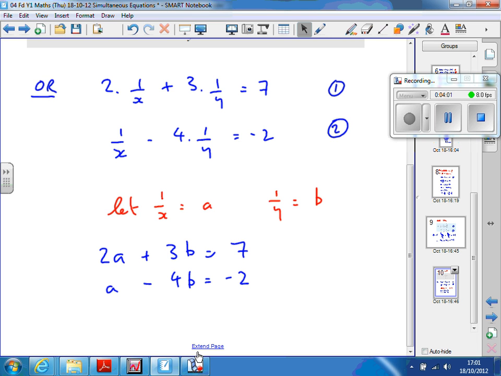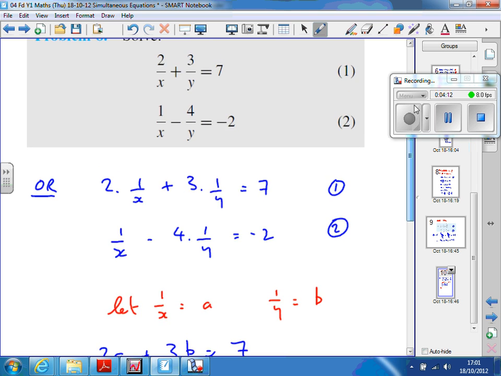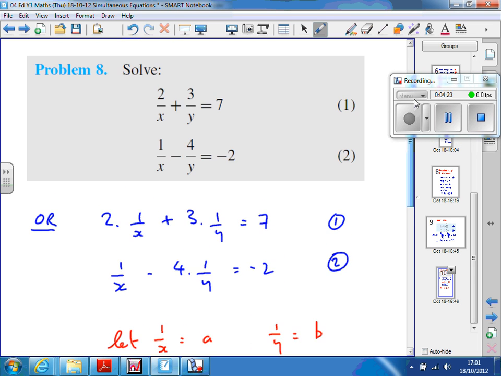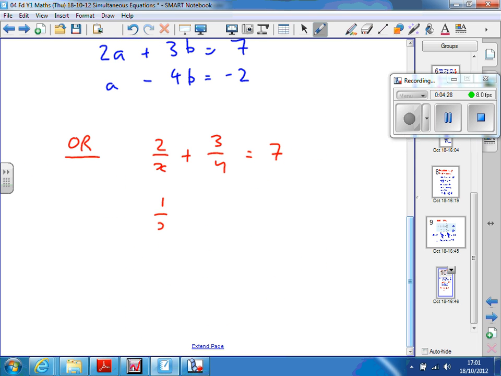So let's look at this one again. So let's rewrite these first two equations. 2 over x plus 3 over y equals 7. I think they've done that to get round some algebra, really. 1 over x minus 4 over y is minus 2. What I could do is do what we did at the beginning. I don't want x underneath, so multiply by x.